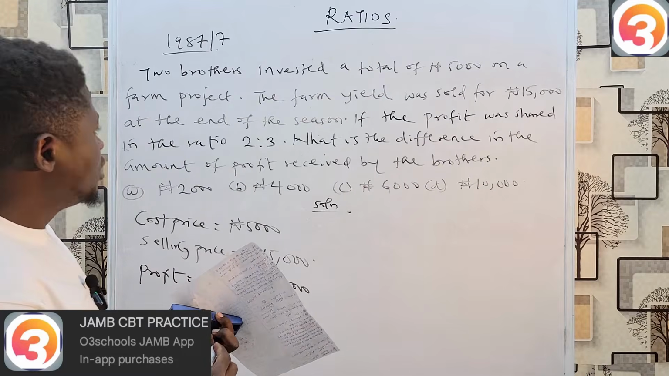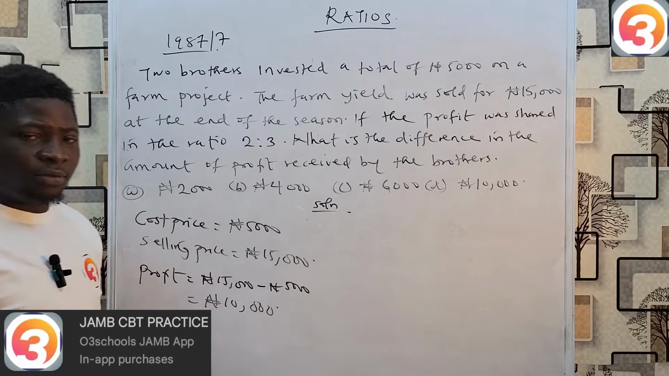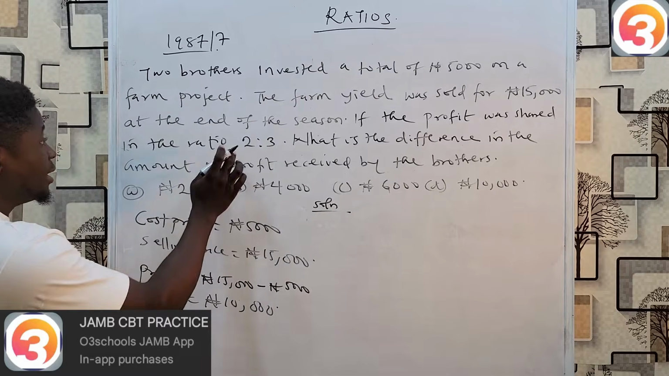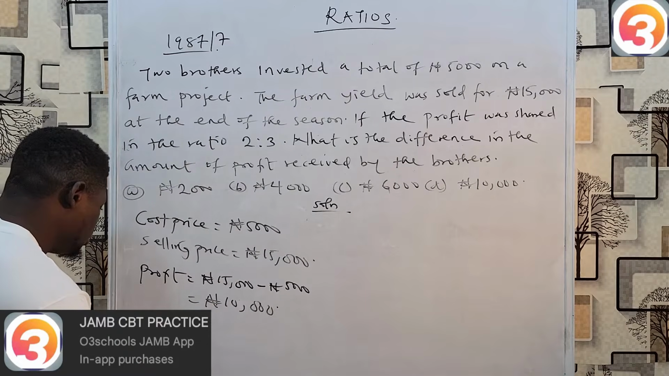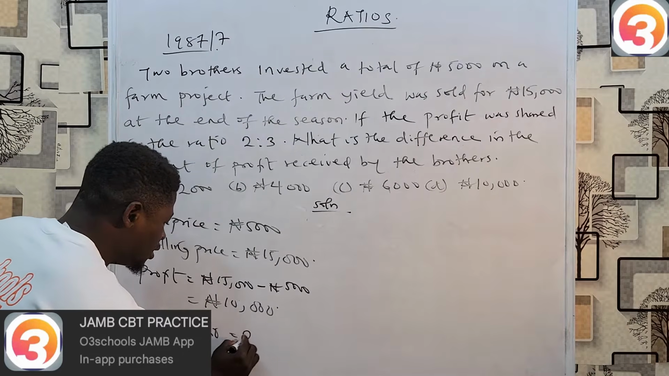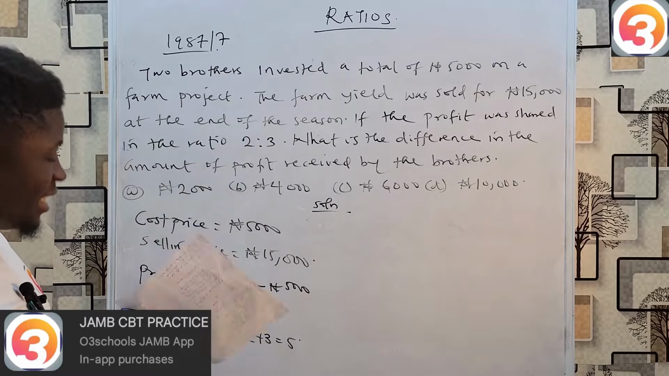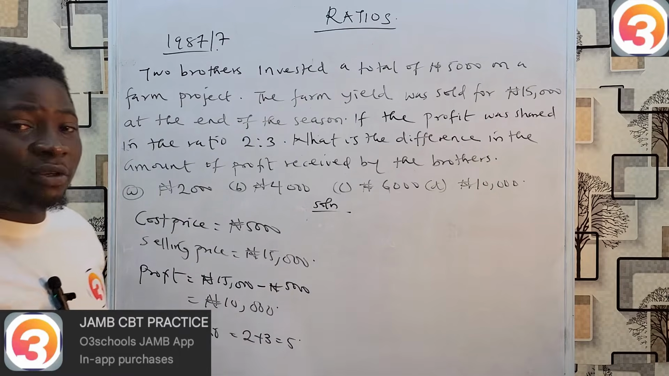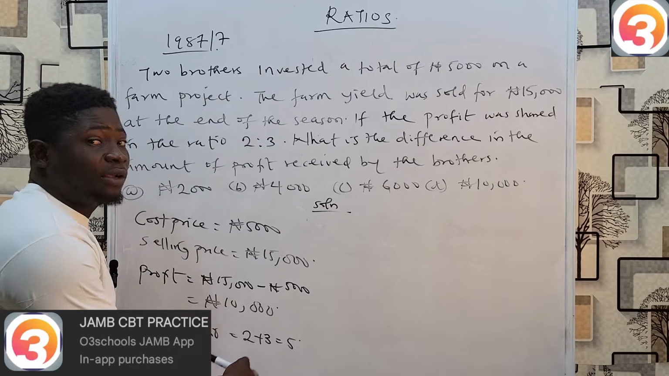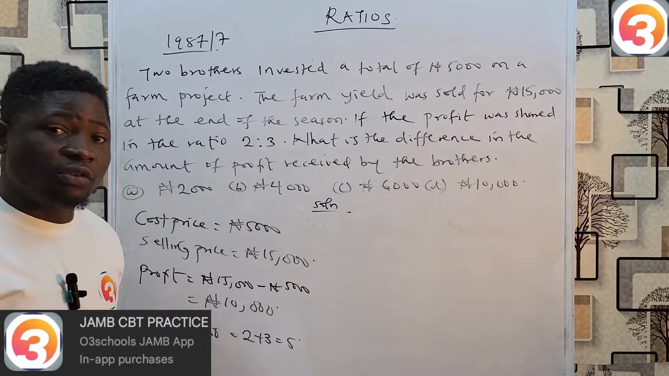Now we have known that. They say this profit was shared in the ratio 2:3. That means the total ratio is 2 plus 3, which is equal to 5. Now they ask what is the difference in the amount of profit received by the two brothers? Obviously, from this ratio, we already know that one of the brothers received more than the other one. So it's easier now to find the profit of each of the brothers.